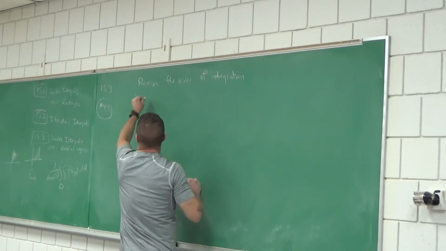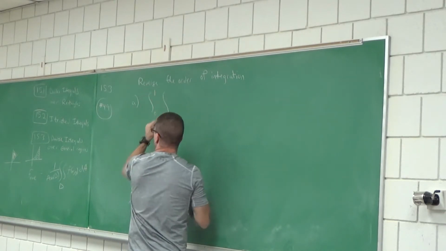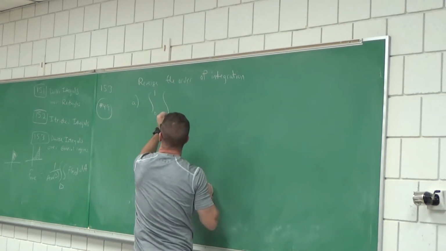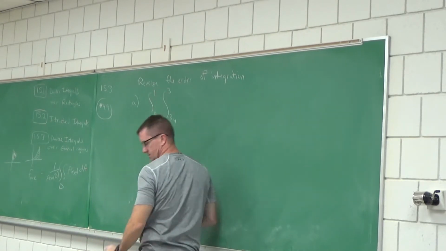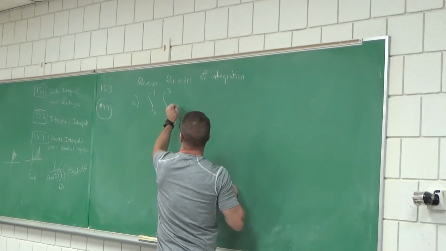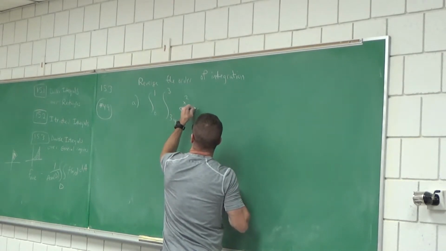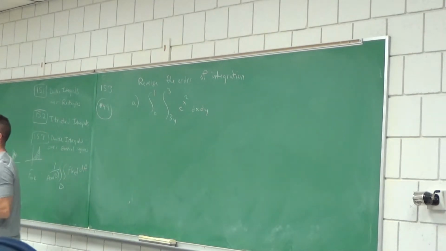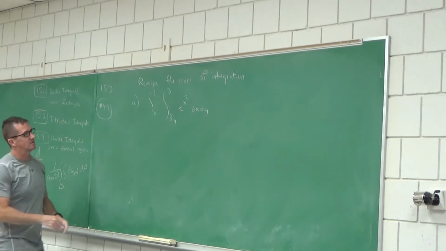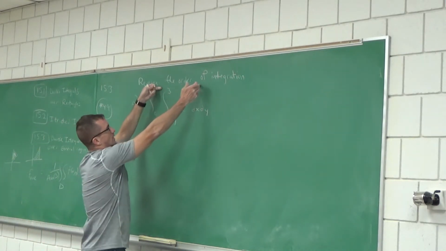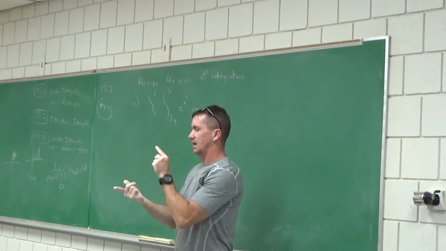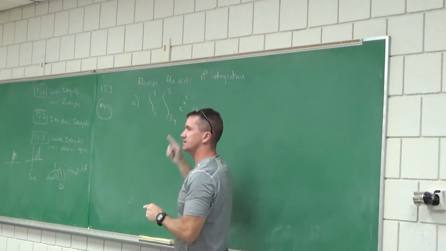They've got 0 to 1, 3y to 3, e to the x squared dx dy. You may be told to do this during the test, but you can study it carefully. Why would this be necessary? This would be trouble, wouldn't it? Does anybody know how to integrate e to the x squared with respect to x? No.